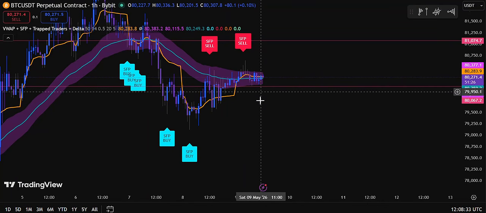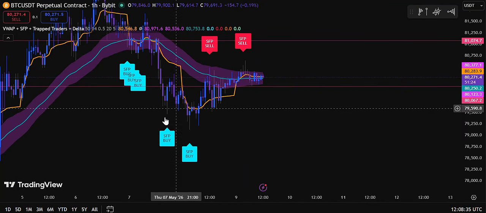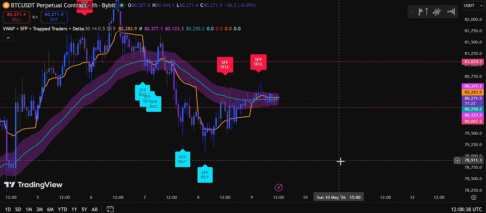Basic custom indicator to help and guide you through your trading journey. Works on crypto, indices, and everything.